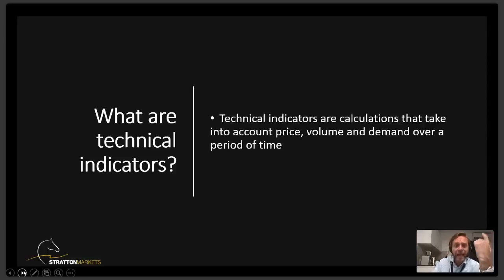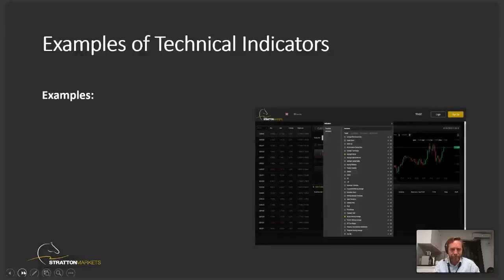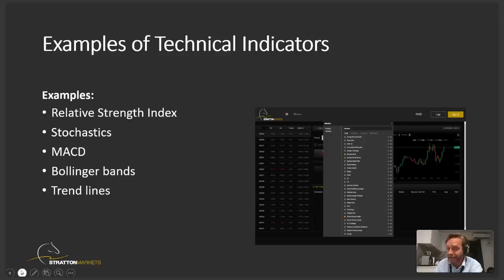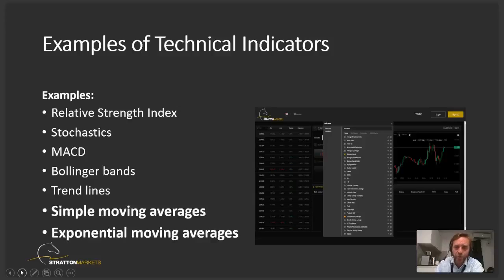Well, here we go. Technical indicators are calculations that take into account price, volume, and demand over a period of time. Here are some examples of popular technical indicators. You've got the RSI, or Relative Strength Index. You have stochastics, the MACD, Bollinger Bands, and trend lines. And, of course, you have simple moving averages and exponential moving averages. Both we will discuss tonight.